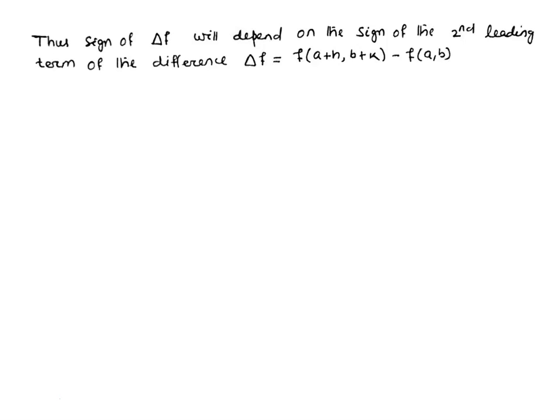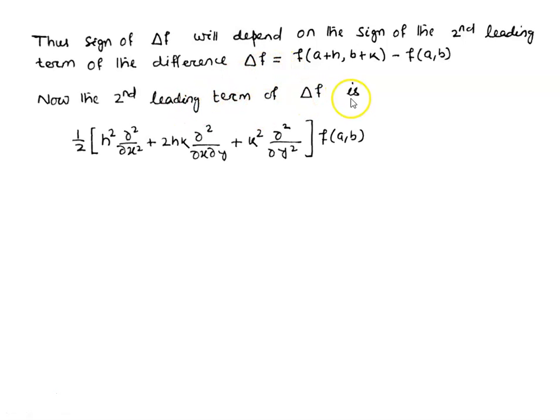As we have discussed, the sign of Δf, the difference f(a+h, b+k) minus f(a,b), doesn't depend upon the sign of the first leading term, but it depends upon the next leading term, because the first leading term is changing its sign around the neighborhood points of AB. So now let us check the sign of the second leading term of the difference. The second leading term of the difference Δf is 1/2! times h² ∂²/∂x² plus 2hk ∂²/∂x∂y plus k² ∂²/∂y² of f(a,b).